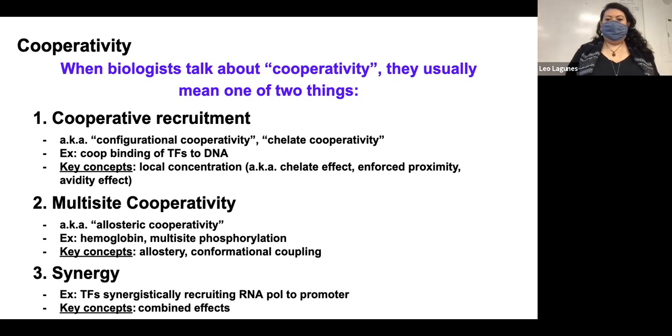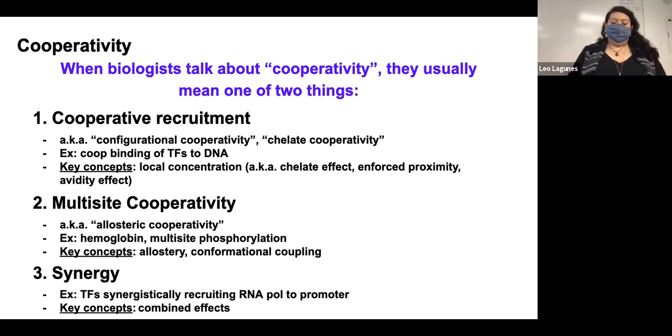So when biologists talk about cooperativity, they usually mean one of two things: cooperative recruitment or multi-site cooperativity. But there's also synergy. So these are three different topics that can be confused, or go hand in hand. For example, cooperative recruitment is like cooperative binding of transcription factors to DNA. Like if one transcription factor is bound to DNA, then more transcription factors will come and bind to that DNA.